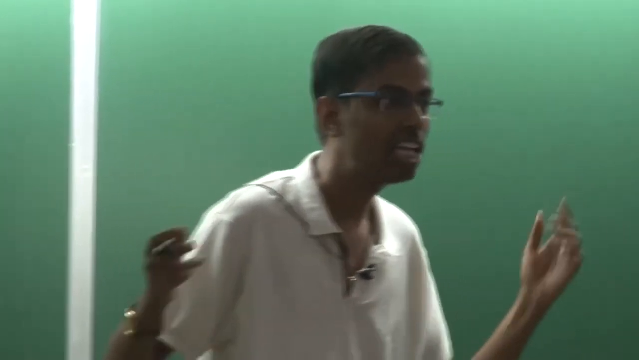So, I should ideally write down A union B. Yeah, I shouldn't really care about this. I should write down A union B equal to all those x's such that x belongs to A or x belongs to B.